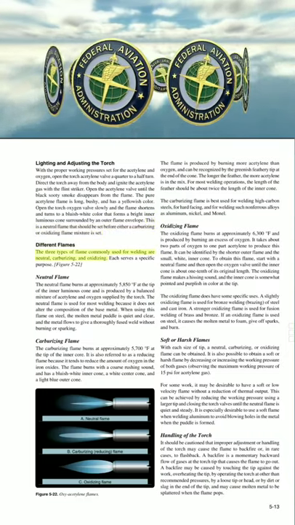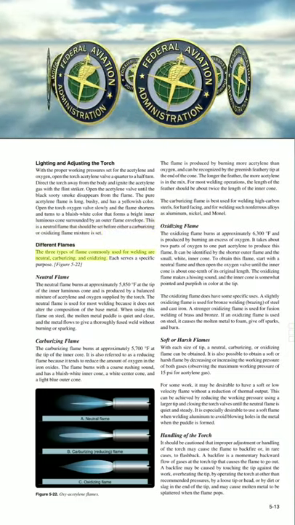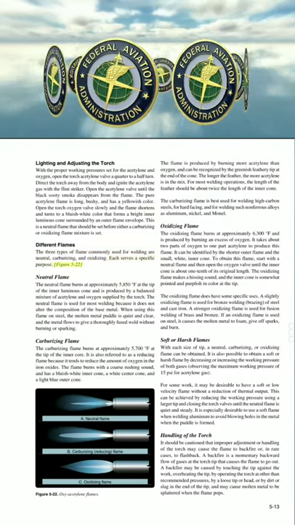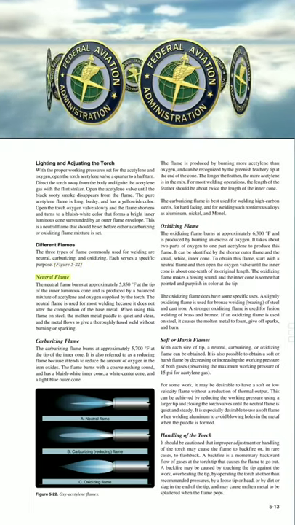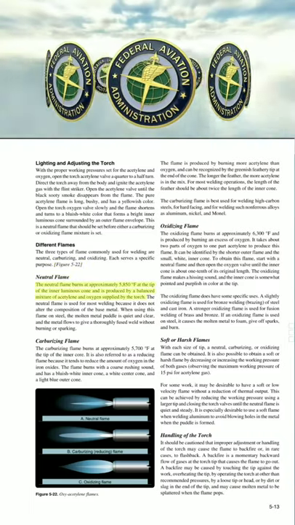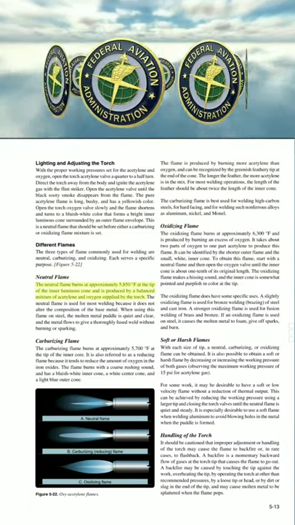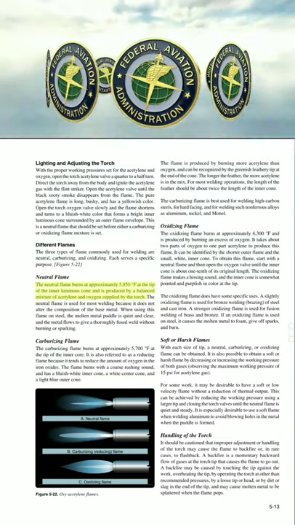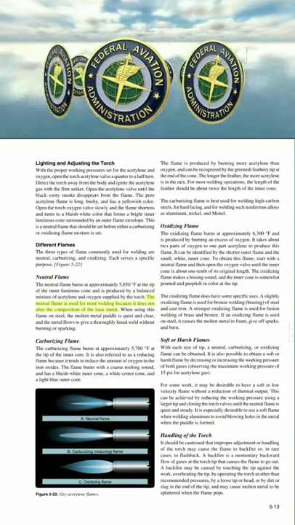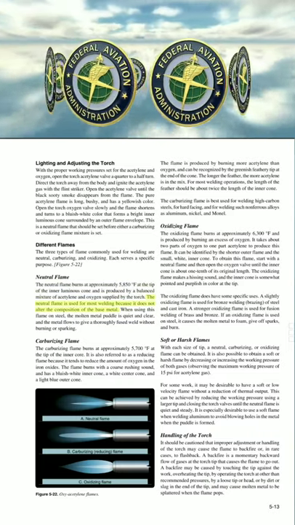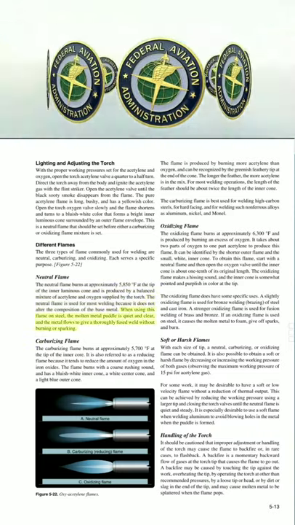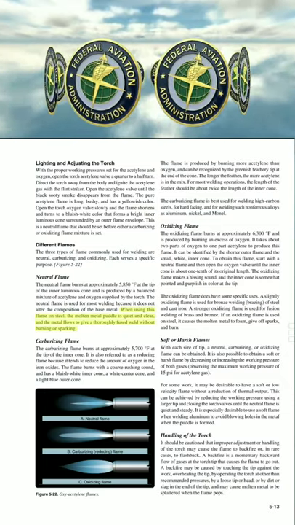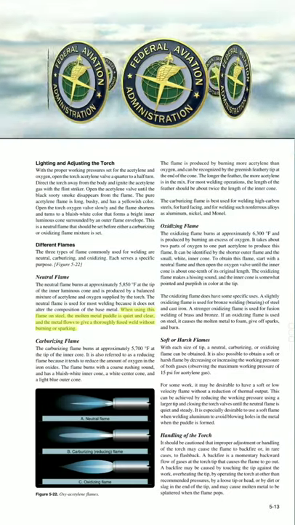Different flames. The three types of flame commonly used for welding are neutral, carburizing, and oxidizing. Each serves a specific purpose. Figure 5-22. Neutral flame. The neutral flame burns at approximately 5,850 degrees F at the tip of the inner luminous cone, and is produced by a balanced mixture of acetylene and oxygen supplied by the torch. The neutral flame is used for most welding, because it does not alter the composition of the base metal. When using this flame on steel, the molten metal puddle is quiet and clear, and the metal flows, to give a thoroughly fused weld without burning or sparking.